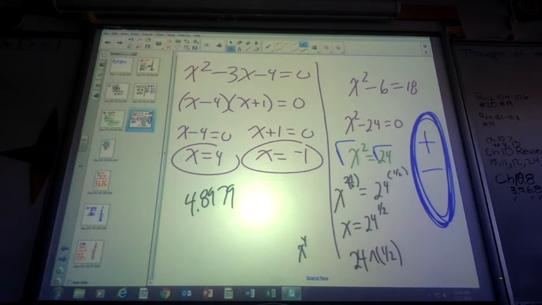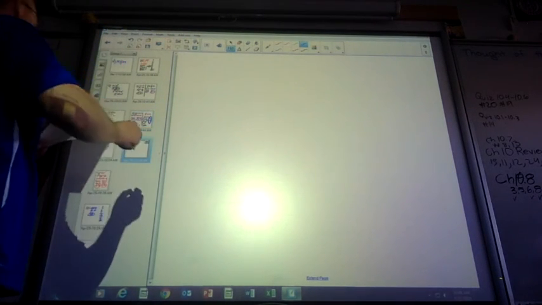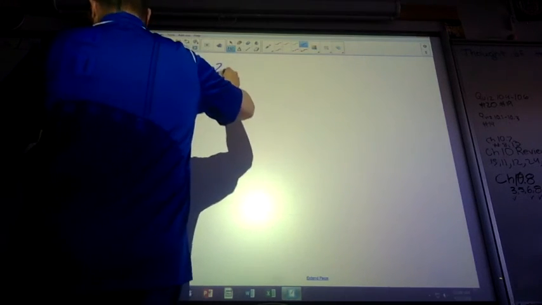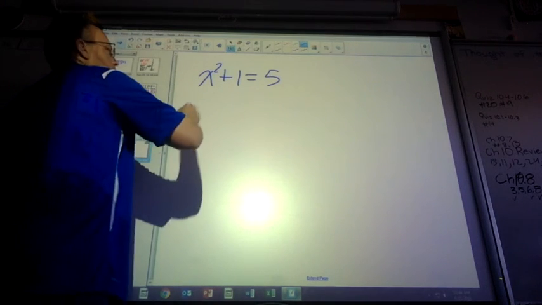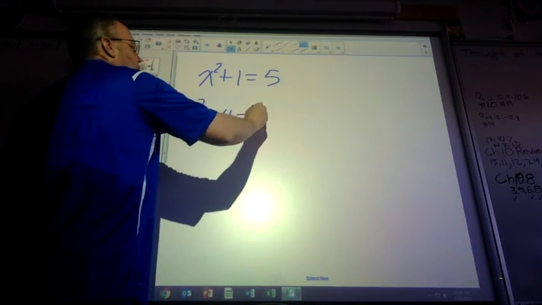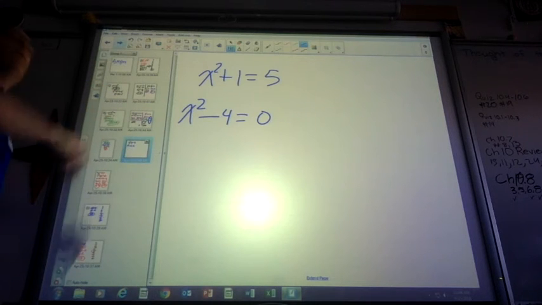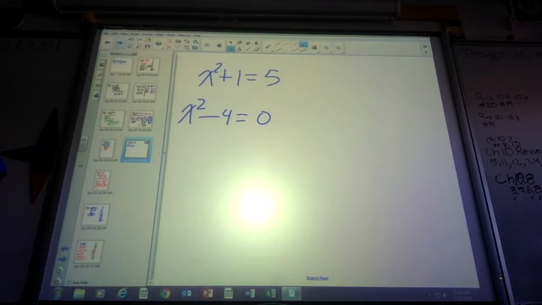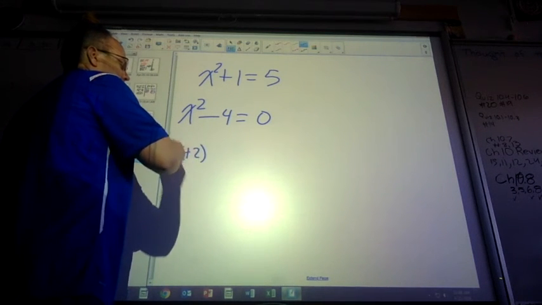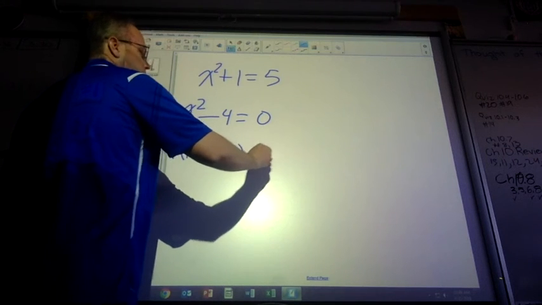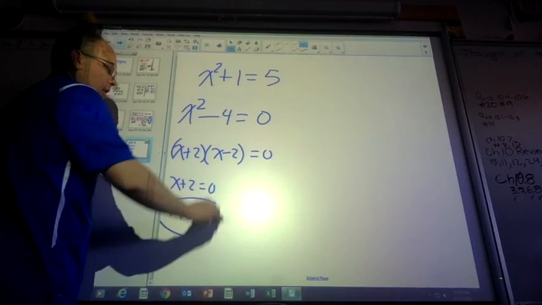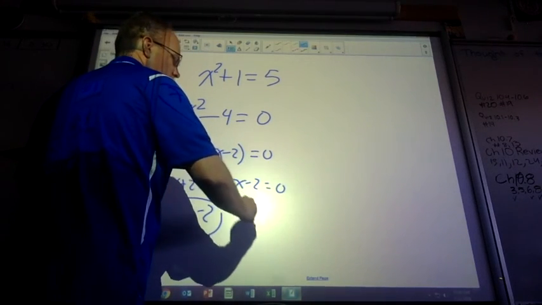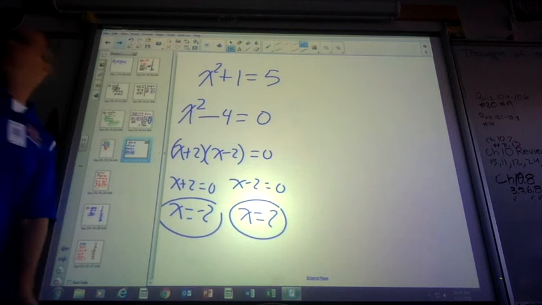Let's do one that we can see that's going to work. So example 1, I have x squared plus 1 equals 5. Agree? So let's subtract the 5 to get this. Is that a perfect square trinomial? Or is that the difference of two squares? It's the difference of two squares, so that'll break down to x plus 2 and x minus 2, and that'll be equal to 0. So I get x plus 2 equals 0, so that means x is equal to negative 2. And then I have x minus 2 is equal to 0. That gives me 2. So I have two answers.